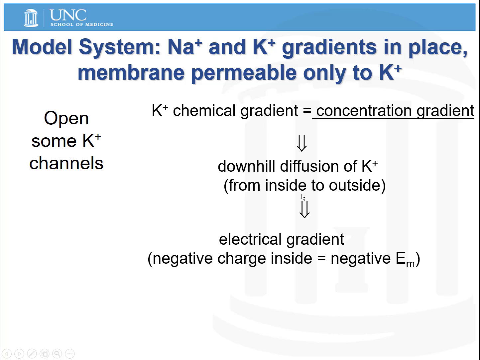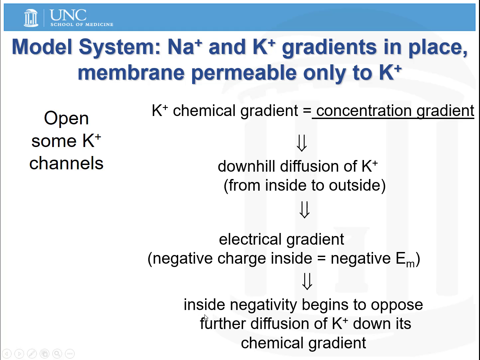The movement of these positively charged potassium ions without any accompanying anions means that now there's a charge difference, or an electrical gradient. Since positive charges are leaving the inside, there's now a negative charge inside, which means there's a negative membrane potential. That inside negative charge starts to oppose the force of the chemical gradient, and then movement of potassium from inside to outside slows, and as we'll see, it eventually stops.